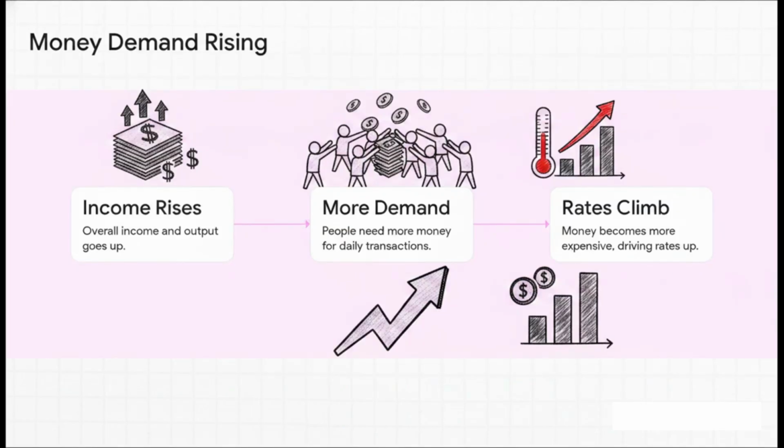Let's actually walk through exactly how this market reacts to economic growth. Imagine overall income and output in the economy suddenly shoot up. Because people are making more money and buying a lot more things, they suddenly need more liquid cash just to handle their daily transactions. That spikes the demand for money. But with everyone suddenly competing for a fixed supply of money provided by the central bank, that cash becomes much more expensive to get hold of. And what happens? That naturally drives the interest rate right up.